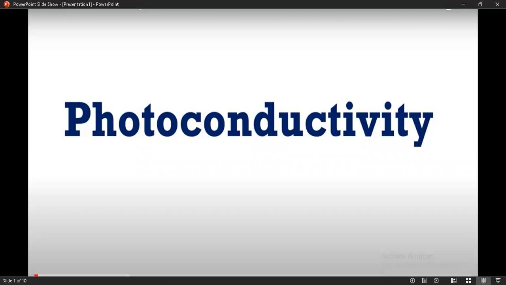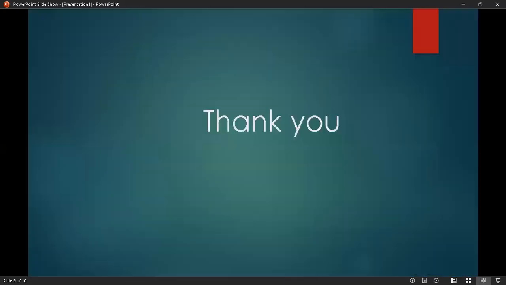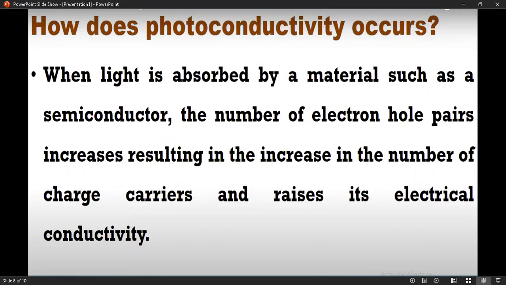And the second part of the presentation is photoconductivity. So how does photoconductivity occur? It occurs when light is absorbed by a material such as a semiconductor. The number of electron-hole pairs increases, resulting in an increase in the number of charge carriers and a rise in the electrical conductivity. The increase in the electrical conductivity is due to the excitation of electrons across the energy gap. The number of free carriers increases, so the conductivity will increase.